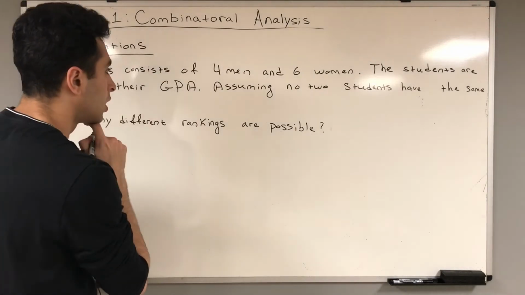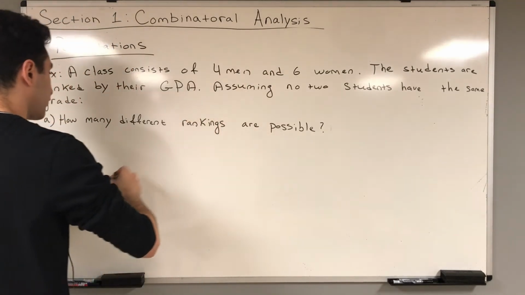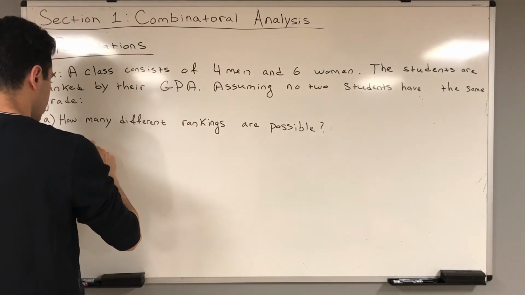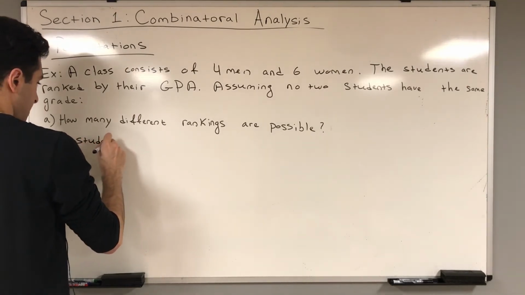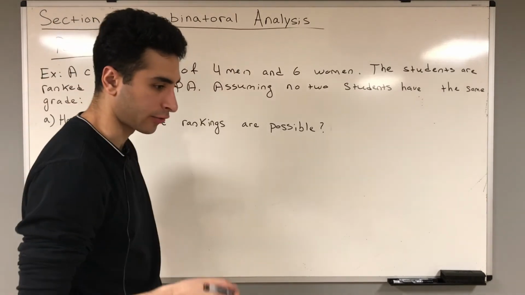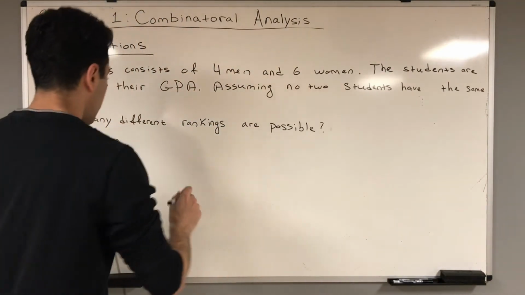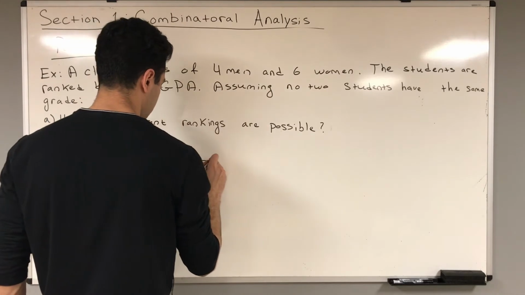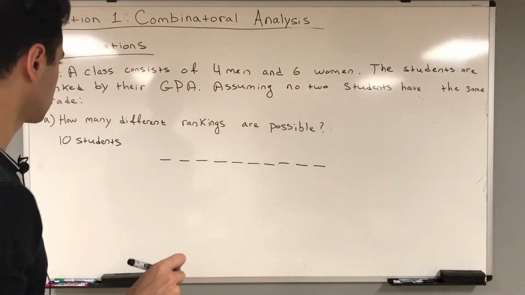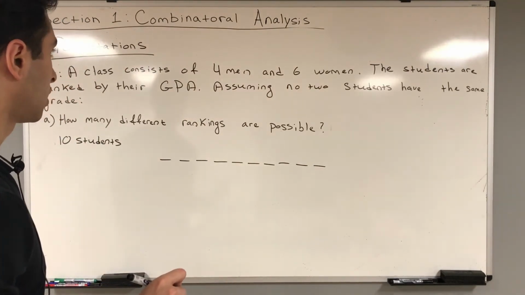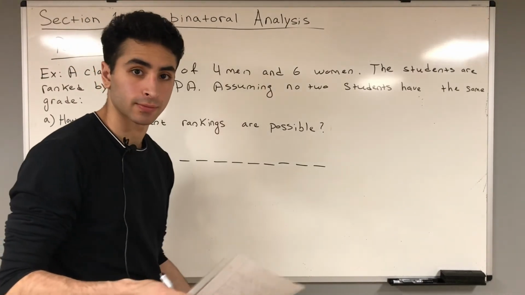Well, what do we know? Well, how many students do we have in general? We have 10 students, right? 4 men and 6 women. 6 plus 4 is 10. So we know we have 10 students. And they're ranked. So when I think of ranking, I think of places, right? So first place, second place, third place. So let's draw them out. So 1, 2, 3, 4, 5, 6, 7, 8, 9, 10. Okay. And all of these 10 students are ranked by their GPA, and no two students can get the same grade. Okay.